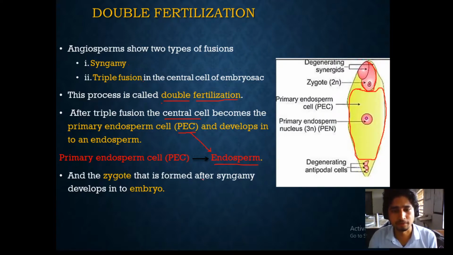The zygote that is formed after the syngamy, the first fusion, forms into the embryo. So this is embryo development. This embryo development and the endosperm formation come under post-fertilization events that we are going to see. So far we have understood what double fertilization is, in which organisms it is shown, why it is called double fertilization, what the two fusions are, and what they lead to form. We have said this is only seen in angiosperms.